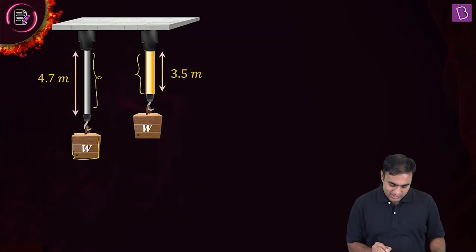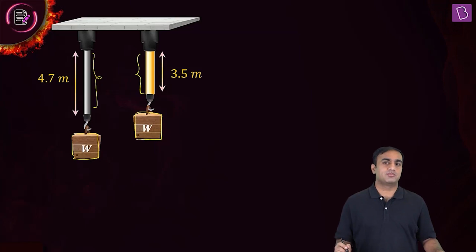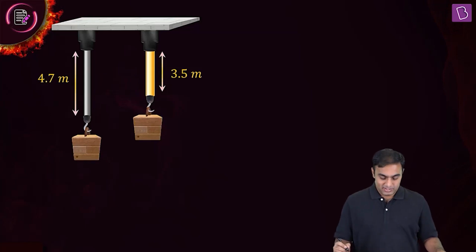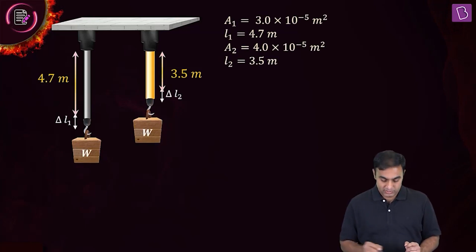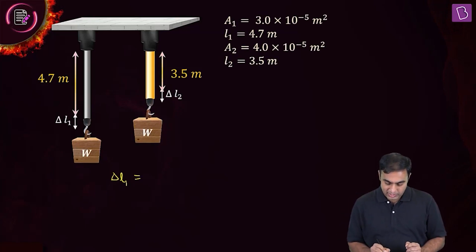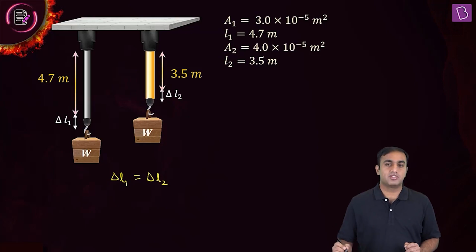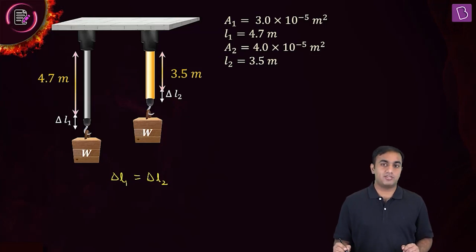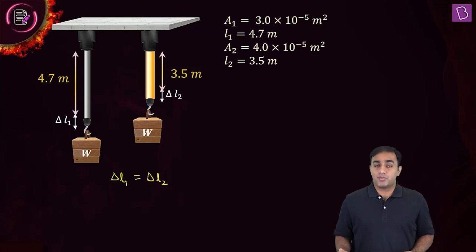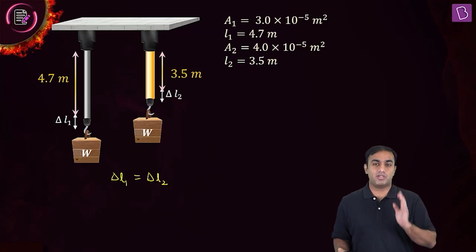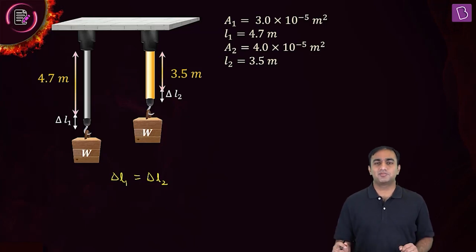If you apply the same load, what do you mean by that? These two weights are same in magnitude. When you do that, the stretch in the wire number 1, delta L1, is found to be equal to delta L2, the stretch in the second wire. This is the data given to us. We are supposed to find the ratio of Young's modulus of steel to that of copper. How do you do that?